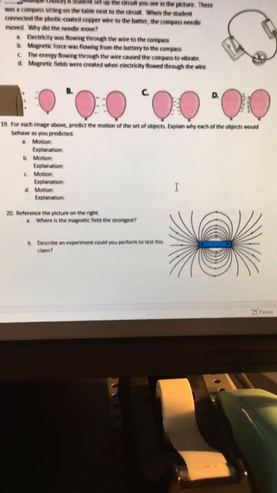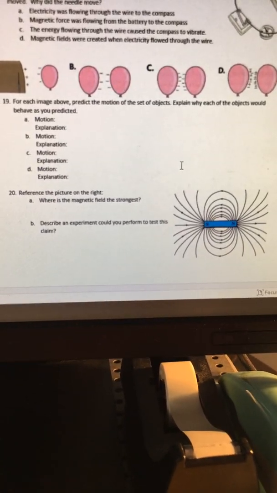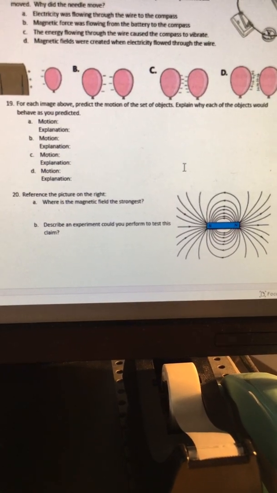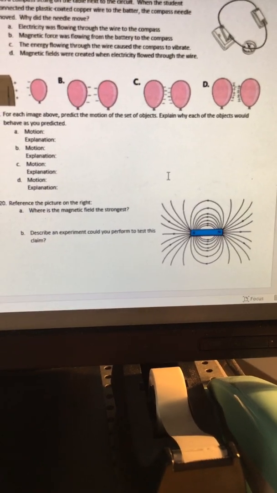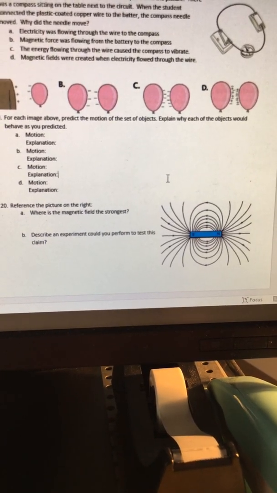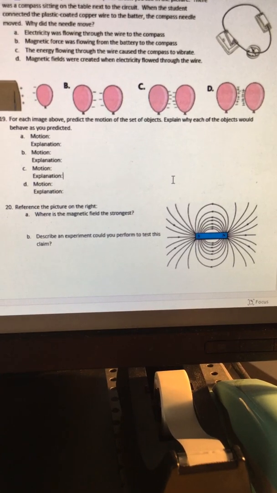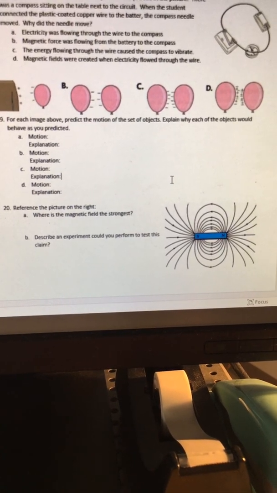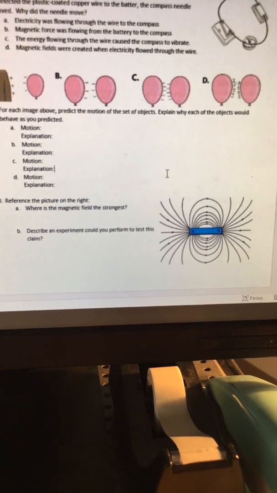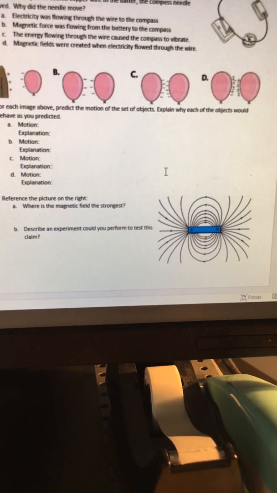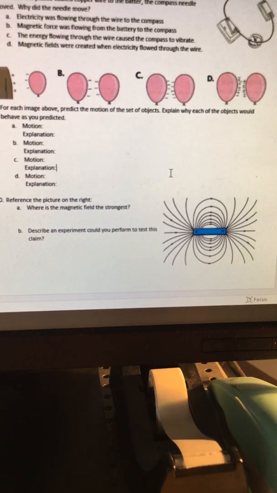Okay, last but not least, you guys have this picture of a bar magnet with the magnetic field lines. So looking at those lines, where is the magnetic field the strongest? So use the bar magnet to describe that. So where on the bar magnet is the magnet strongest? And then describe an experiment you could perform to test this claim. So how will you guys test that claim? Okay, so that's your guys' test.